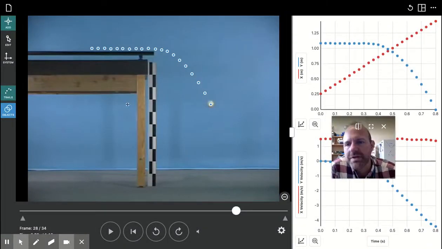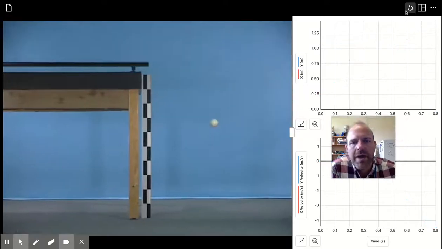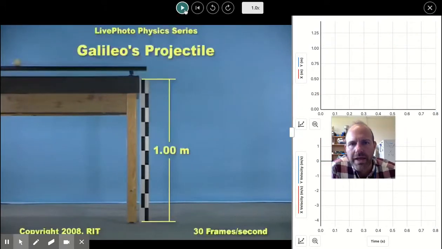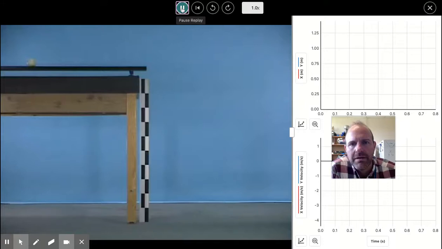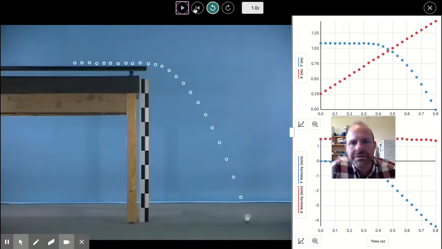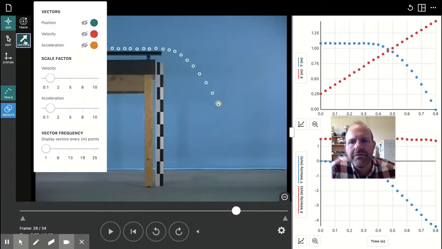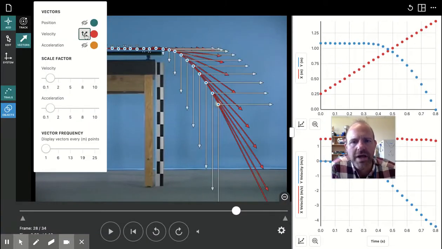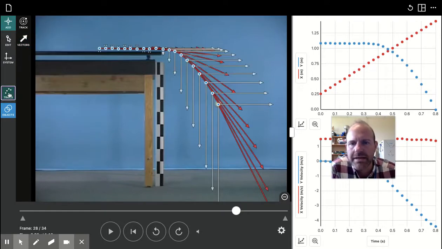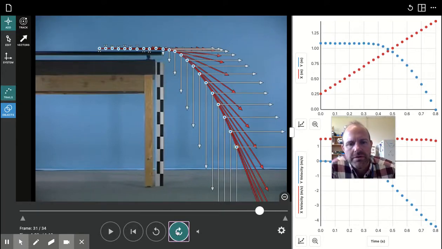Now we can do a few more things with this. We can watch the whole thing happen as we go, and generate these graphs. Or we can take a look at the vectors at each point. And I'm just going to look at velocity vectors. I put them all on here, and that's a lot to see. But as you can see, the velocity vector has a component in the X and a component in the Y. And the whole total velocity is changing as it moves through, getting faster and faster.